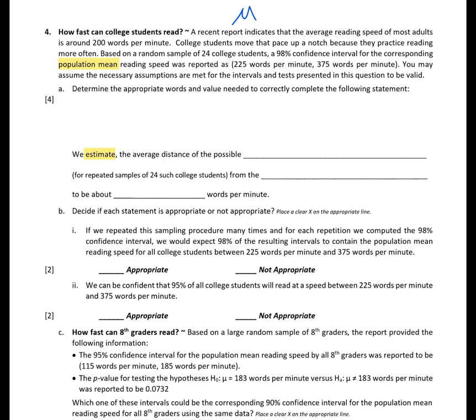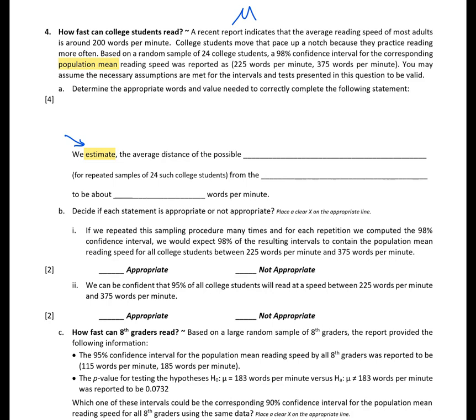Well, we have our keyword here of estimate, which should already be leading us in that direction of standard error. We know it's an estimated average distance. And now we think, well, what is the distance from what? What is varying from what?